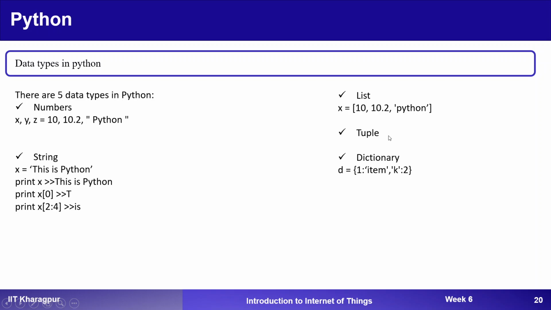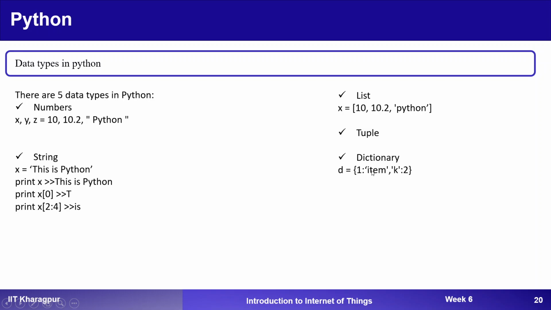Next one is dictionary. A dictionary is also a collection of elements, but in the case of a dictionary, with every element there is some ID provided. For example, for your item, ID or indexing, anything you call, 1 is provided, for 2 it is K, right?